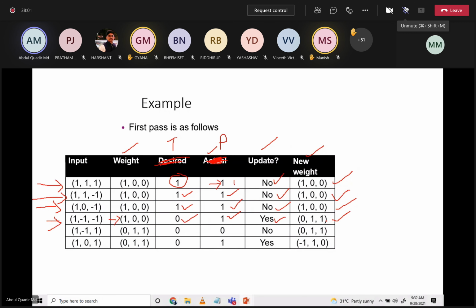Sir, one doubt. Yes. Sir, when we update the new weight, how to make sure that the above values in the table didn't change? Like, error didn't come in there, sir. Exactly.